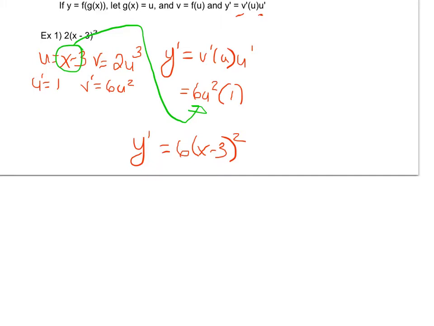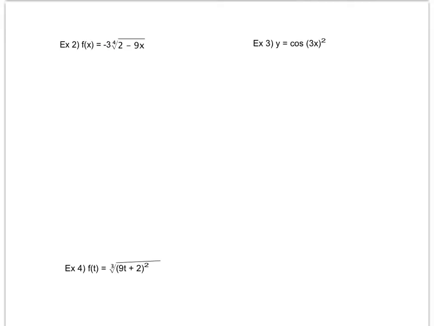Let's look at some more examples. On example 2, I'm going to do the same thing. I'm going to label my inside function and my outside function. I'm going to call my inside function 2 minus 9x, and my outside function is then negative 3u. Well, I was going to do it in one step, I'll do it in 2 since it's the first time we've seen it. Negative 3 times the 4th root of u.